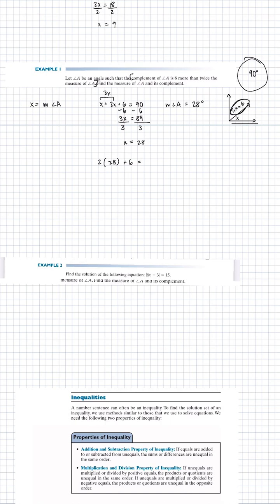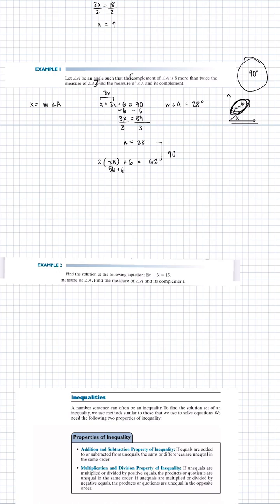So it's going to be 2 times 28. I know that that's 56. And then I'm going to add 6 to that. So 56 plus 6 equals 62. And the way that we can check if this is correct or not, we can first off add 62 plus 28 together. That should be equal to 90 degrees. And also, by putting it into this side equation over here, we automatically know that it's right.